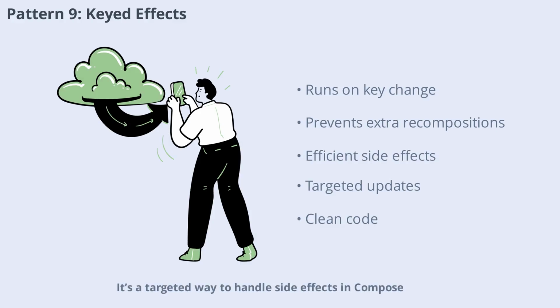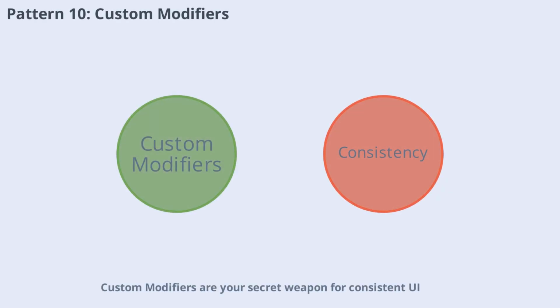It's a targeted way to handle side effects in Compose, ensuring your code runs only when it should. Custom modifiers are your secret weapon for consistent UI. By creating your own modifiers like default padding, you avoid magic numbers scattered throughout your code. This keeps your UI code DRY, don't repeat yourself, and much easier to maintain. Consistency in modifiers leads to a polished, professional look across your app.